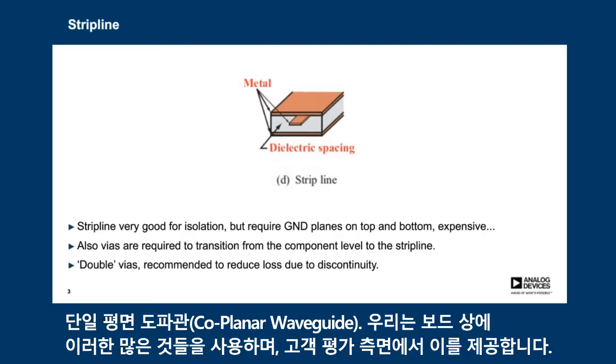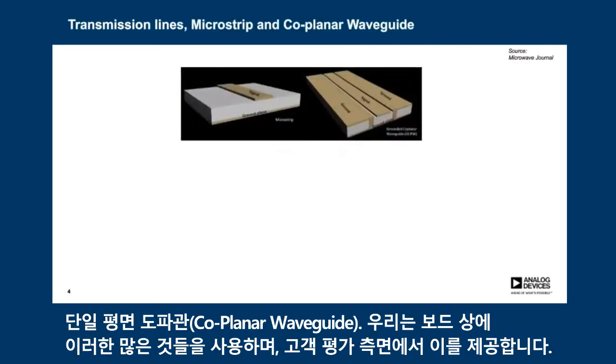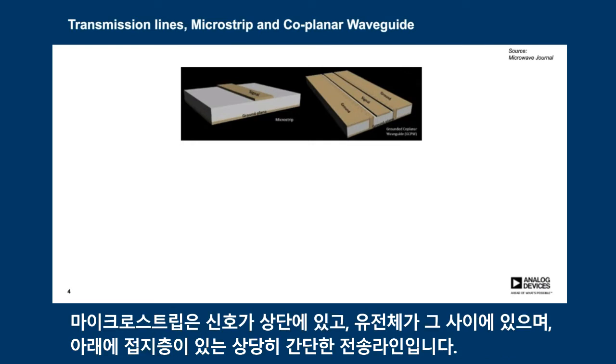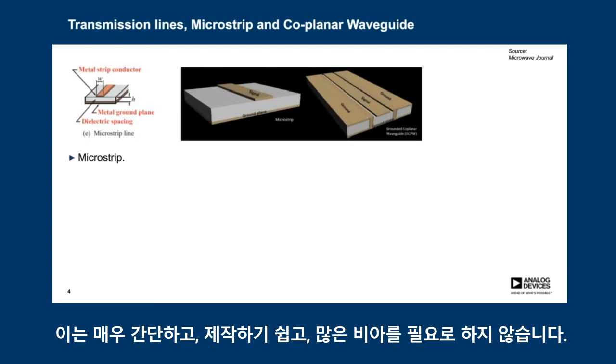Line and the coplanar waveguides. So we tend to use a lot of these on our boards, which we give out on the customer evaluation side. So the microstrip is quite a simple transmission line with just signal on top, a dielectric in between, and then a ground plane underneath. So this is quite simple, easy to fabricate, and it doesn't require many vias.